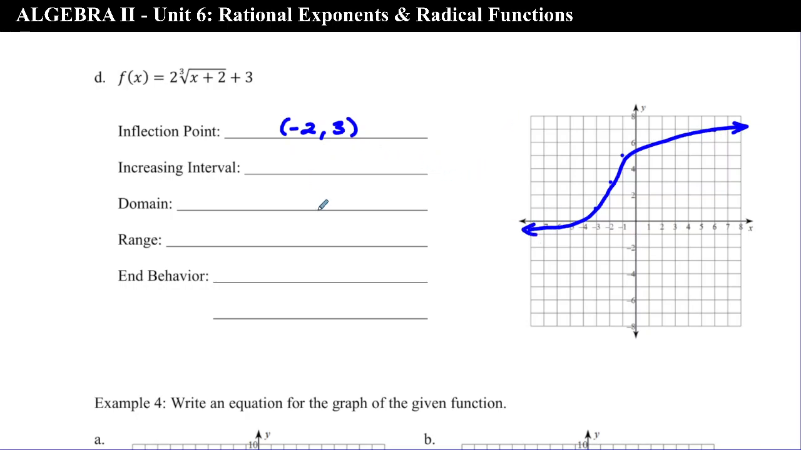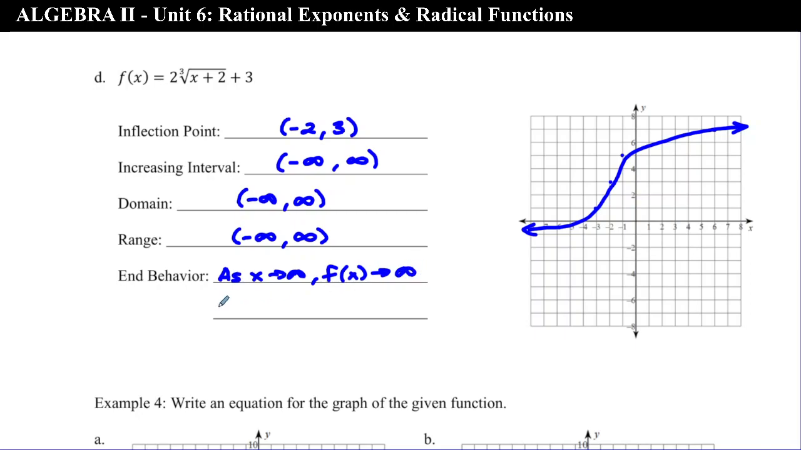All right, so our increasing interval is all real numbers. It's increasing from negative infinity to positive infinity. Our domain goes from negative infinity to positive infinity. Our range goes from negative infinity to positive infinity. And then we've got our classic end behavior. As x goes to infinity, f of x goes to infinity. As x goes to negative infinity, f of x also goes to negative infinity.